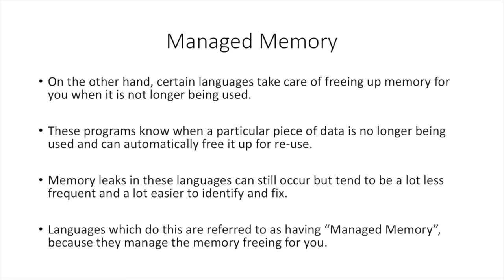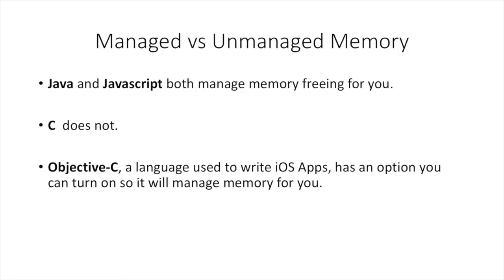Now, languages which do this for you, so they manage the memory for you, are referred to as having managed memory, right? They manage freeing the memory for you. Now, Java and JavaScript, for example, are 2 languages. And the name Java, by the way, I know is in common, but they have nothing to do with each other. So don't get confused and think that Java and JavaScript are similar. They are not. They are completely different languages. It was a marketing trick to try to call them the same thing. But anyway, Java and JavaScript are two different languages, but they both manage the memory freeing for you.